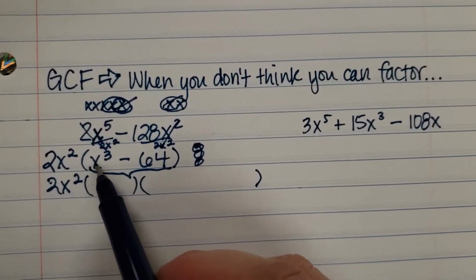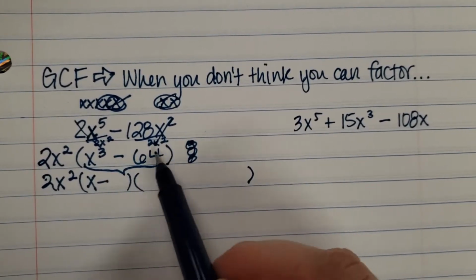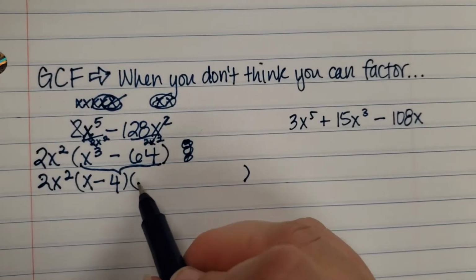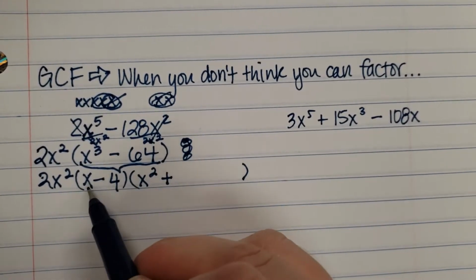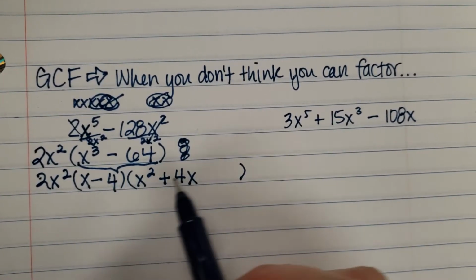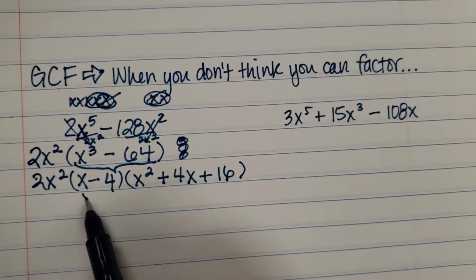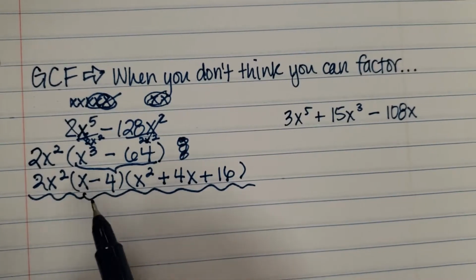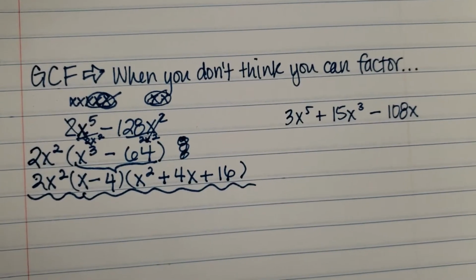So my a, the cube root of x cubed, is just x. And the sign matches. The cube root of 64 is 4. And then it's a squared, so x squared. Opposite sign, so plus. A times b, x times 4 is 4x, and then b squared, so 4 squared is 16. Remember that sum and difference of cubes don't factor anymore after this. So just make sure we have our 2x squared as part of our answer. We factored our difference of cubes, and that one is done.